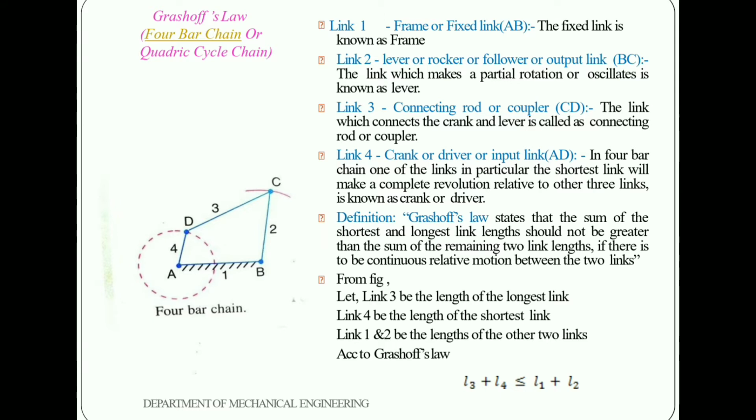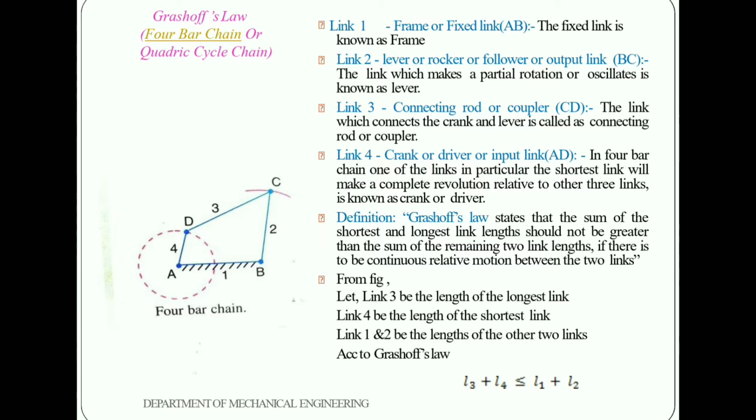Next one is the crank or rotator. A link that makes a complete revolution is called a crank. The link AD is completely rotating through 360 degrees. It is called a crank or rotator.